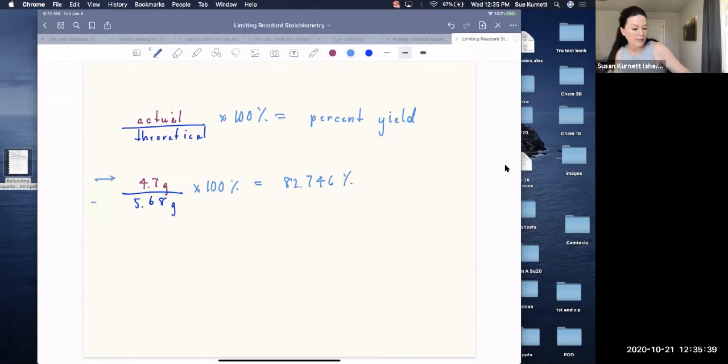Two sig figs, 3 sig figs. My answer can only have 2. 83% yield, which is actually very good. When you take organic chemistry and you look for your percent yield, if you get 20% yield, call it a win, because in real life, it's very hard to get 100% return.